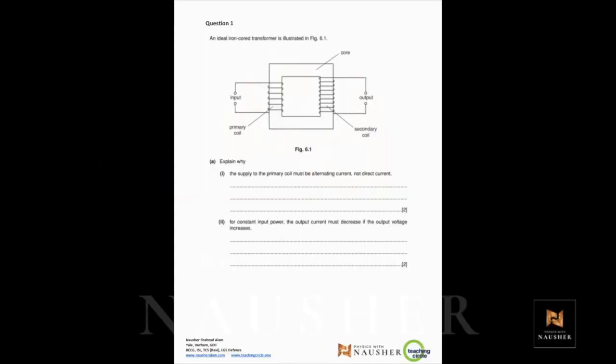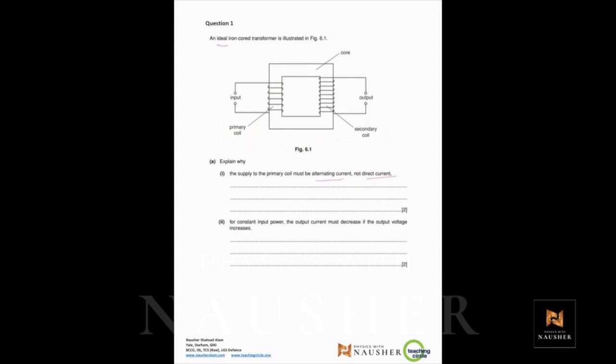Welcome everyone. As you can see, the question in front of you is dealing with an iron core transformer. It's an ideal transformer. Ideal ka matlab hota hai there are no heat losses. Explain why the supply to the primary coil must be AC and not DC.